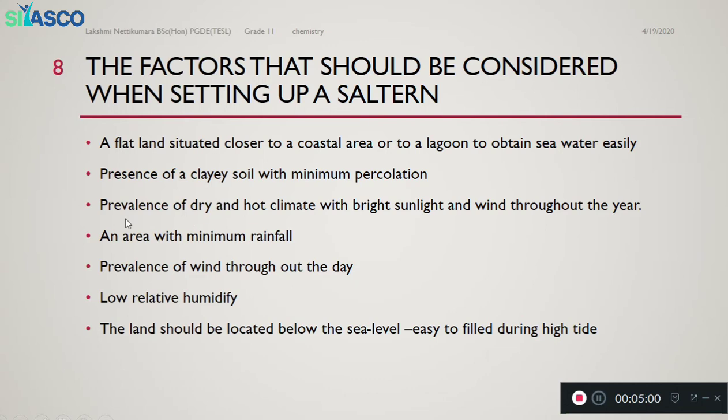Then the third factor is the prevalence of a dry and hot climate with bright sunlight and wind throughout the year. That is a must. An area with minimum rainfall. Prevalence of wind throughout the day and low relative humidity are factors that we have to consider. If the land is located below the sea level, it is really easy to fill the tanks during high tides.